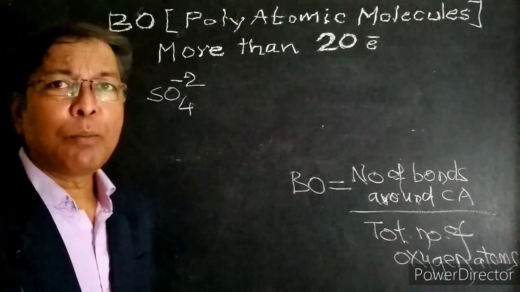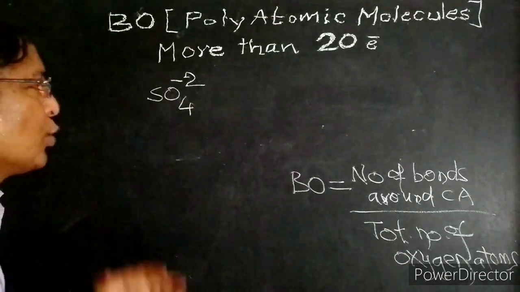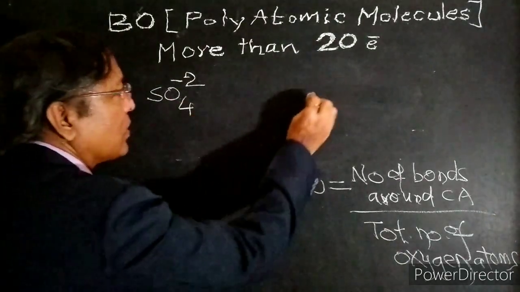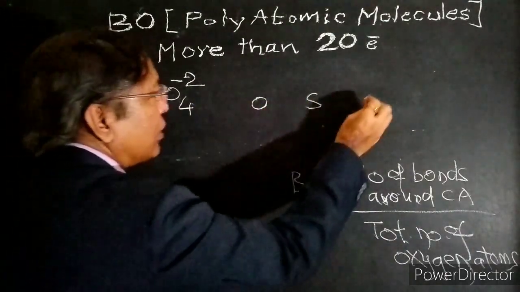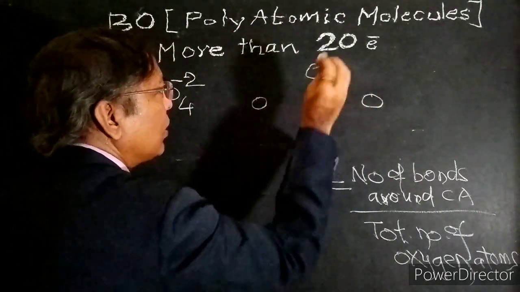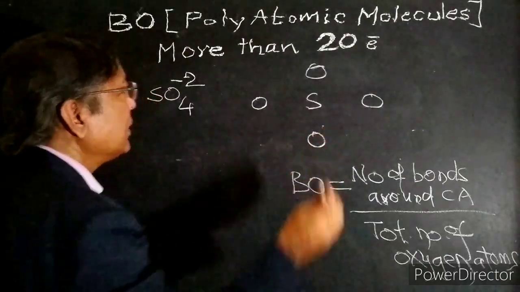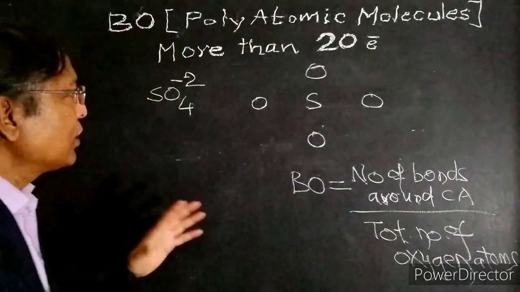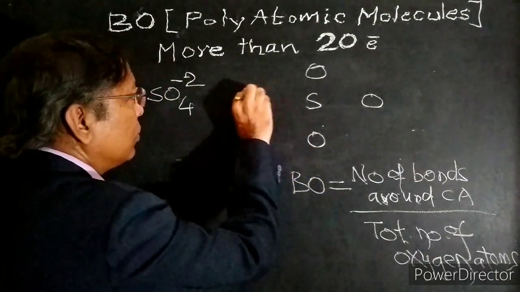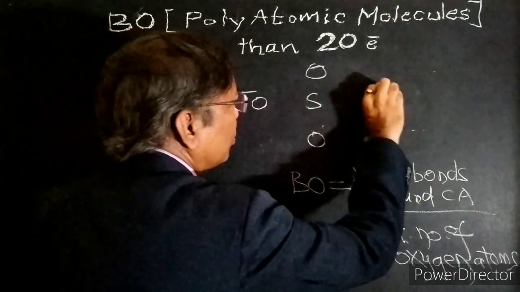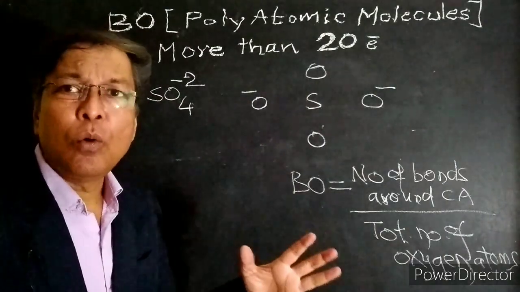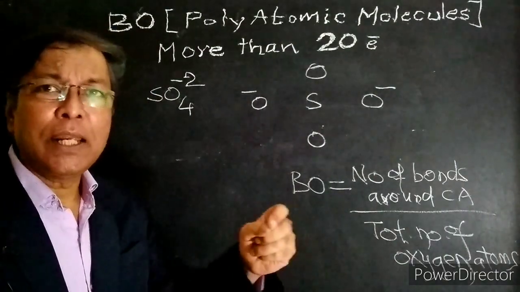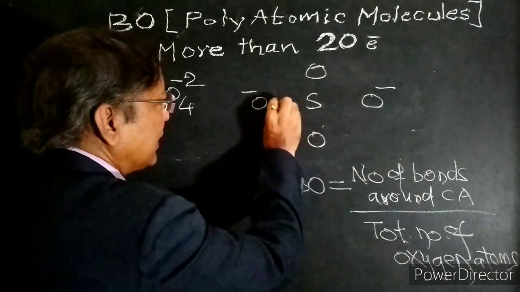Now let us calculate the bond order in SO4 minus 2 molecule. Central atom is sulfur. Then there are 4 oxygen atoms. So I draw 4 oxygen atoms around the central atom like this. And there are 2 negative charges. So I give 2 negative charges to 2 oxygen atoms, each will get 1. And we know that oxygen atom with a negative charge must be bonded with a single bond.